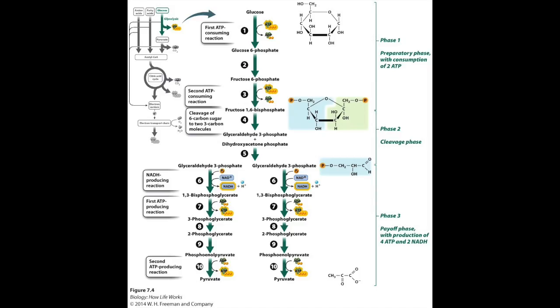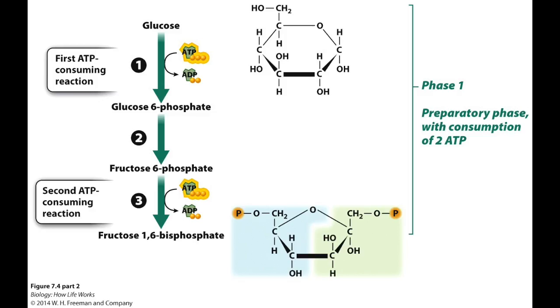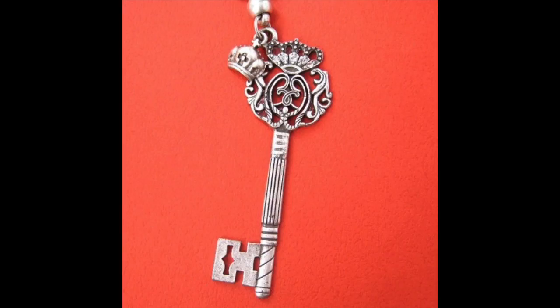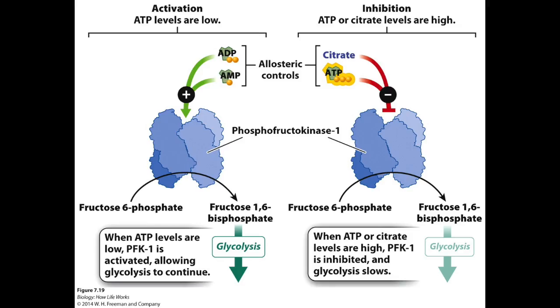Glycolysis is a series of 10 chemical reactions that can be divided into 3 phases. Phase 1, or steps 1 through 3, an inorganic reaction, converts glucose to fructose 1,6-bisphosphate by adding 2 phosphate groups. Phosphofructokinase 1 controls a key step in reaction 3. This enzyme, PFK1, regulates glycolysis. When ATP levels are low, PFK1 is activated, allowing glycolysis to continue. When ATP levels are high, PFK1 is inhibited and glycolysis is slowed down.